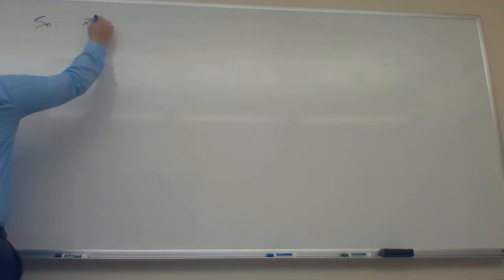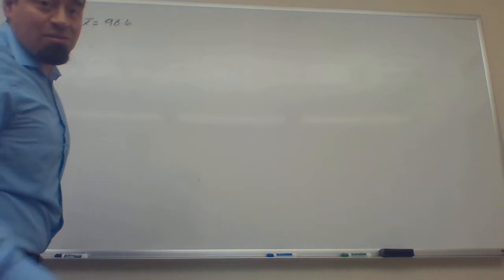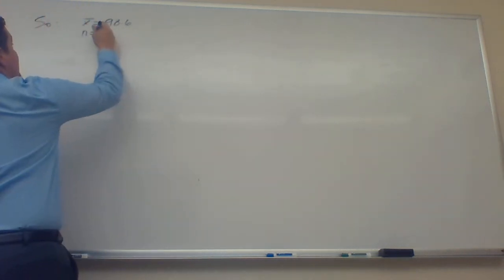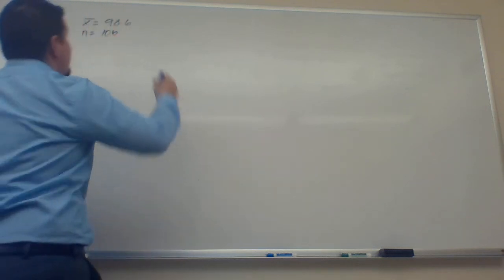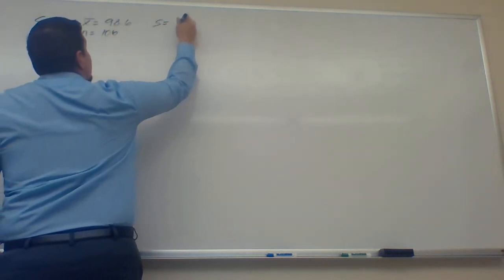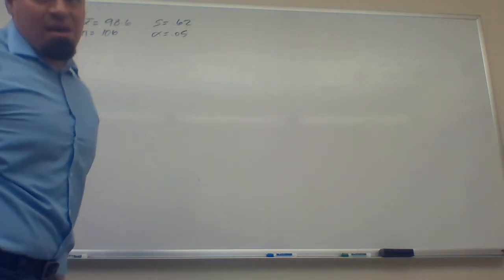Right, so we'll start off with what I like to say is step 0. What do they give us? They give us the mean is 98.6 degrees Fahrenheit. They also give us our sample size is 106. They also give us our standard deviation is 0.62. They give us an alpha 0.05.